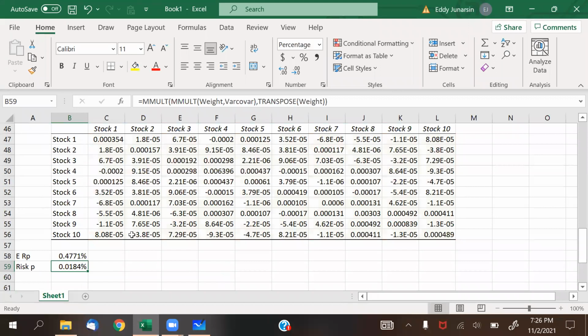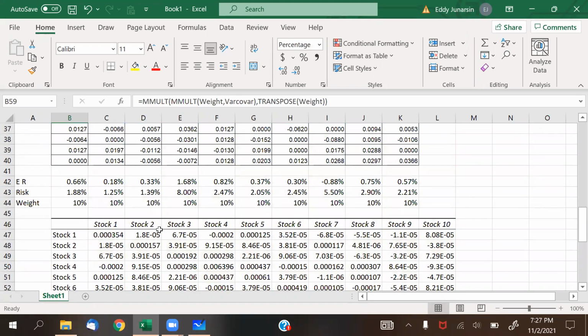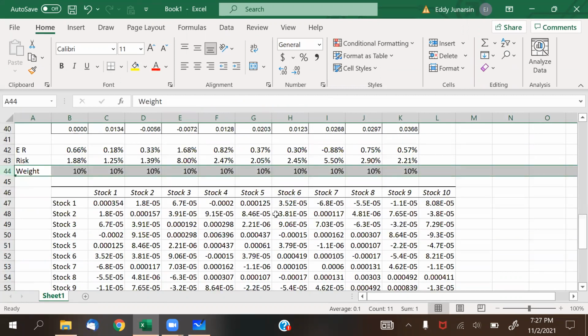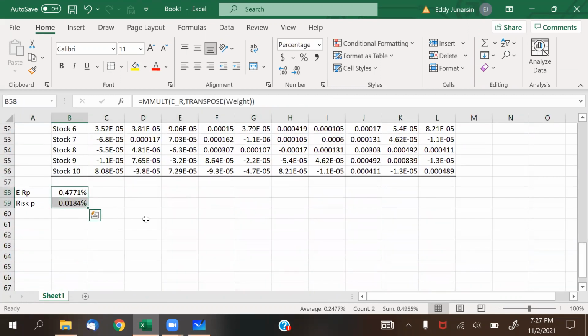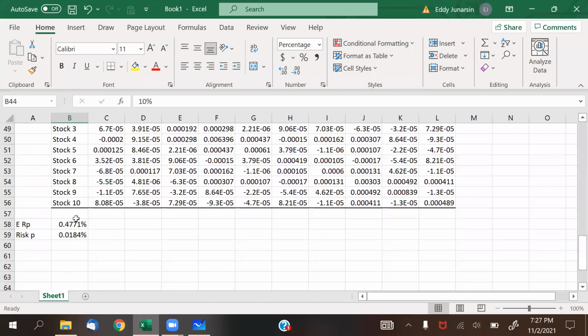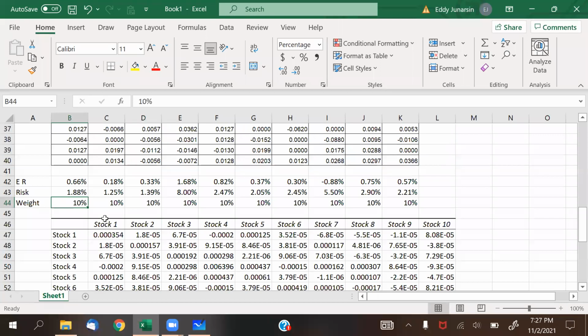Okay, so we get the expected return on the portfolio consisting of 10 stocks, assuming that we put 10% in each stock. This is the early part of our story here. So we get the expected return and risk. If you change anything, the results will automatically change as well; they adjust to your new inputs or adjusted values.